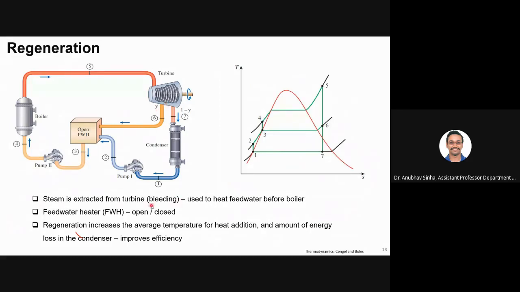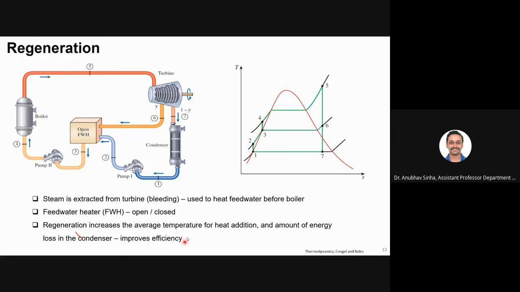Now this is used to feed water. This heat is actually used to give to this pump. Once you increase the pressure of water, that water is used in the feed water heater. I will explain that in detail. This feed water heater could be open type or closed type. Let us talk about open here. Regeneration basically increases the average temperature for heat addition and reduces the amount of energy loss in the condenser. So overall, it improves efficiency.